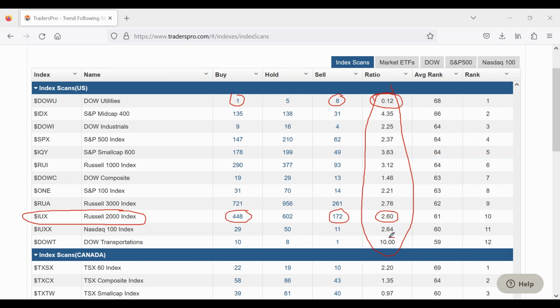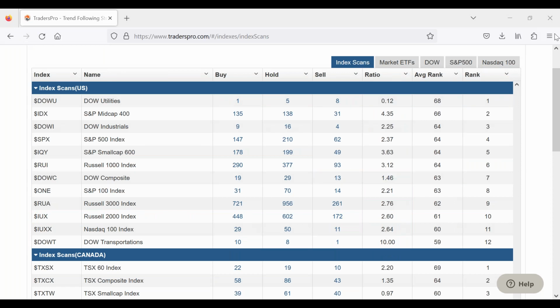Now, transports are mildly overbought, that's a double digit, but there are just not that many stocks, and that's why I like looking at the Russell or the S&P 500, to get a broader range. It's not too hard for these smaller indexes to get overbought or oversold. There's only 19 Dow transport stocks showing, so 10 are in the buy range, only one in the sell. That's getting a little bit stretched, a little bit overbought, and that's something you can keep an eye on there.